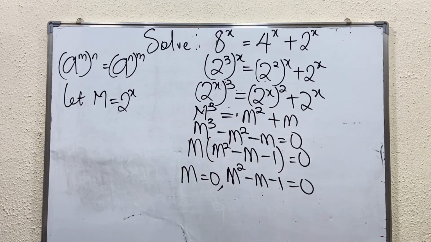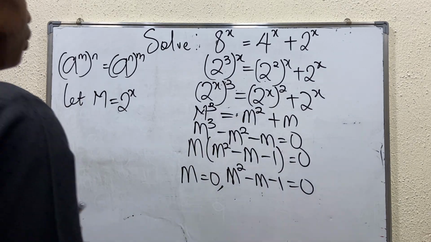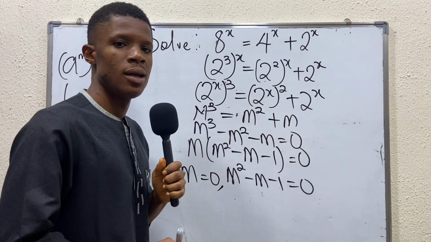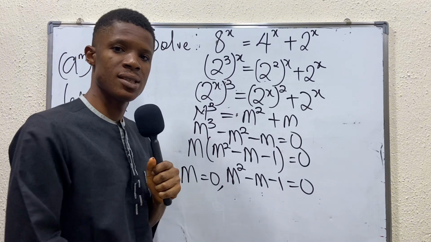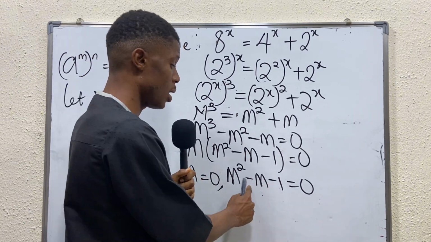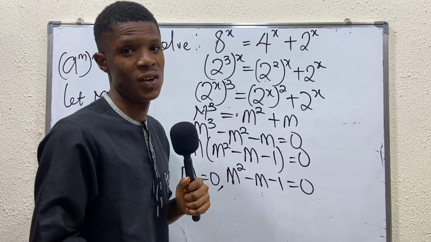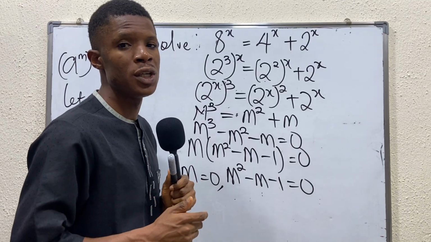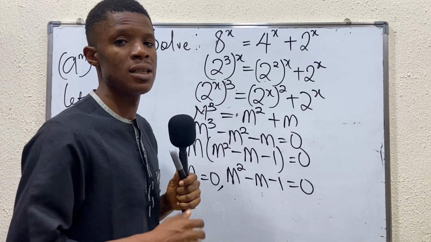So here, let's solve. Can we factorize this? Is there any number that multiplies to get -1 but adds to get 1? -1. No. Okay? So what do we do? We use the general quadratic equation.